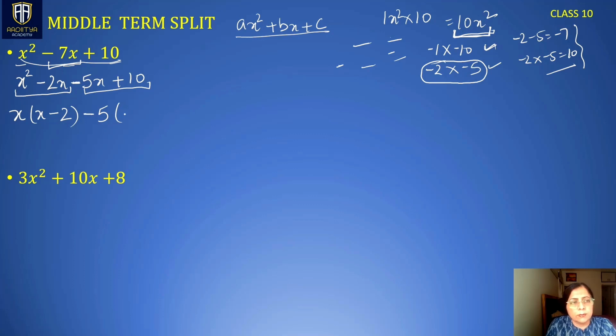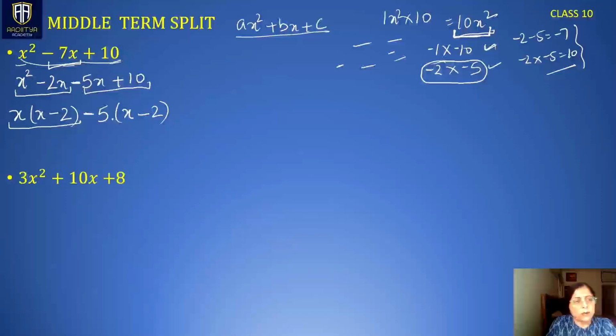Now when I wind up this bracket, the signs of both the terms will get changed. Like this is negative 5, this becomes positive x inside, and this 10 becomes negative 2. I have taken out 5 from here, so I'm left with negative 2 because I have taken negative 5.